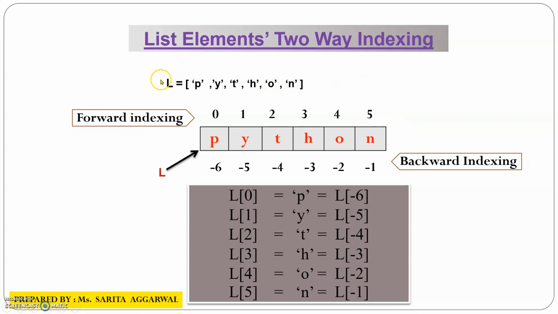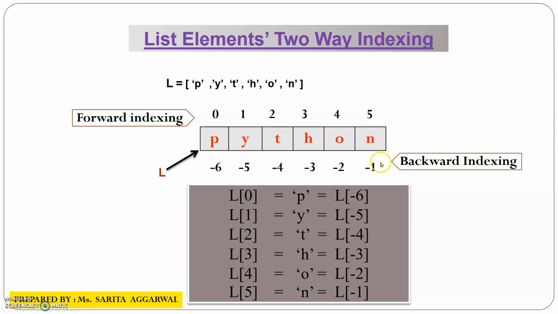Here you can see L is a list and it contains 6 elements P, Y, T, H, O, N. These 6 elements are present in the list L. And when we use forward indexing, it starts with 0 and कहाँ तक चलेगी? up to the length minus 1. इसकी length कितनी है? 6. Length of list क्या होती है? number of elements present in the list. तो इसकी length कितनी है? 6. तो 6 minus 1 कितना होगा? 5.